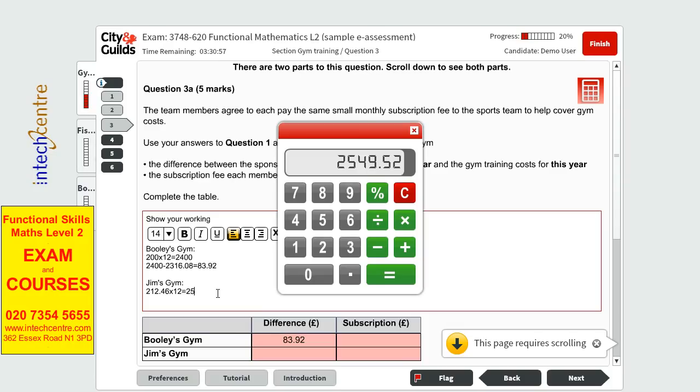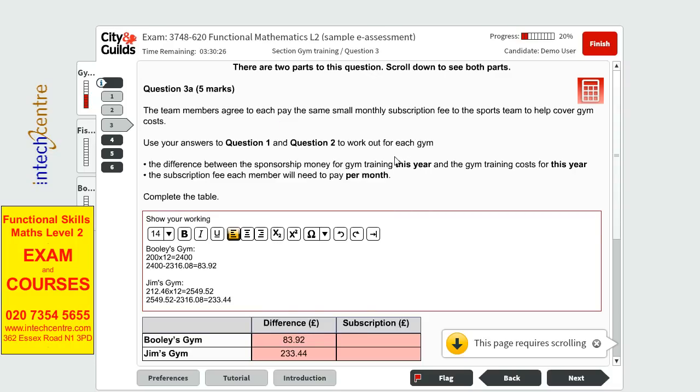So we have 2,549.52, and let's find the difference. 2,549.52 minus the 2,316.08 will give us a difference of £233.44. 233.44. And now we have to find out the subscription.